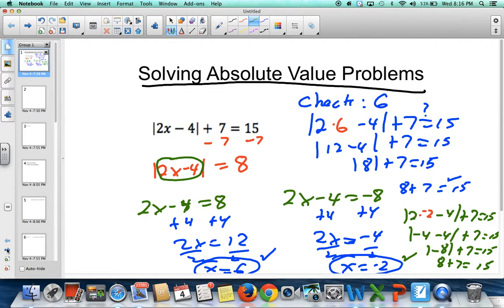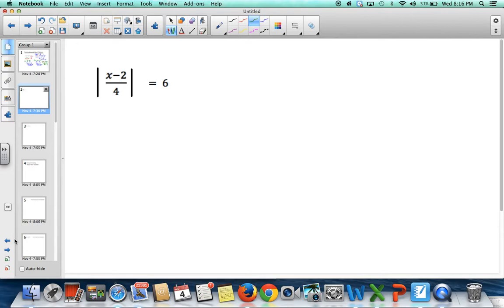Okay, we look at the next one. It gets a little trickier in that we have this kind of weird situation right here. But the principle is still the same. We have to isolate the absolute value sign, which in this case already is isolated. So now we go on to the next step. We have to get rid of the absolute value signs. We're going to write two equations.